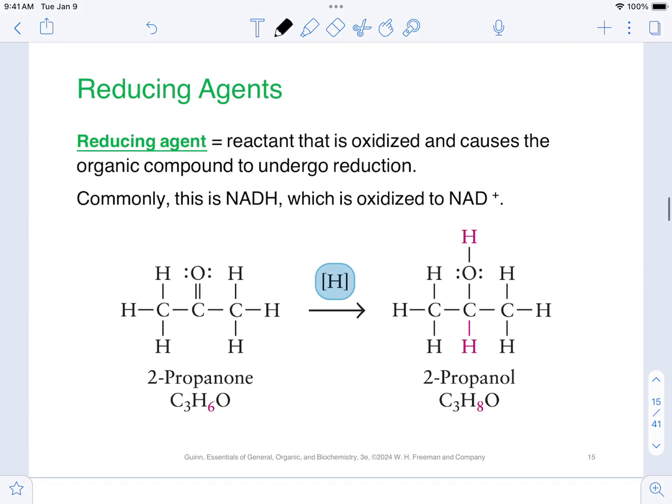On the flip side, a reducing agent is a reactant that is oxidized and causes the organic compound to undergo reduction. So this H here means reducing agent. And you can see what happened with your H's here. Your H's went up, which means that this got reduced. And then your reducing agent got oxidized. So look at your H's or your O's, in these two cases it was H's, and see if they're going up or down.